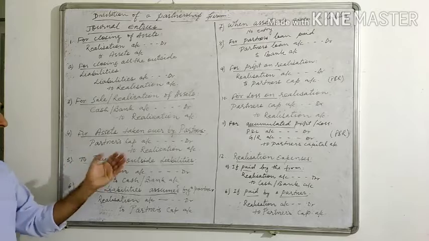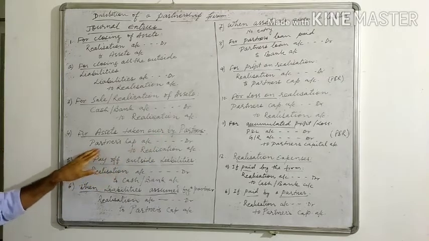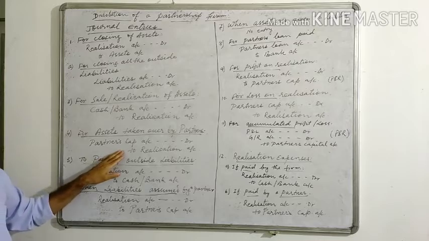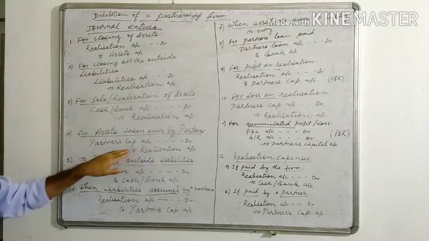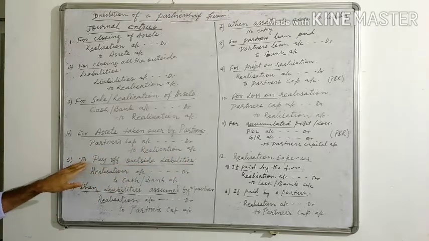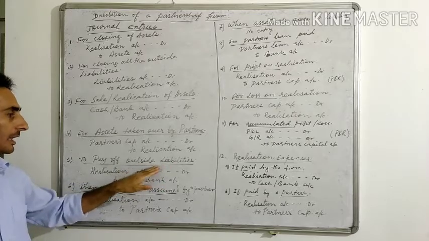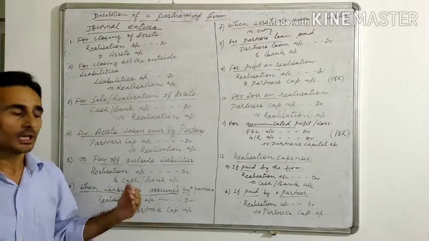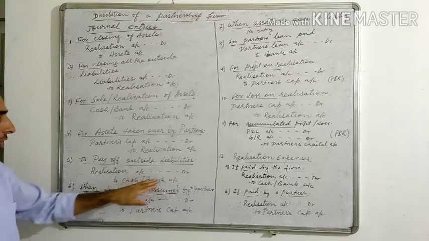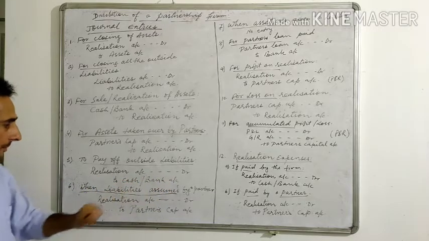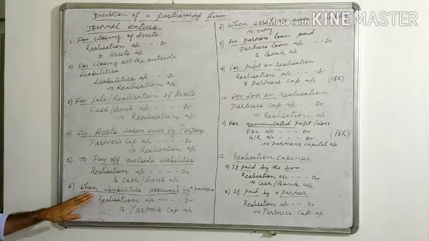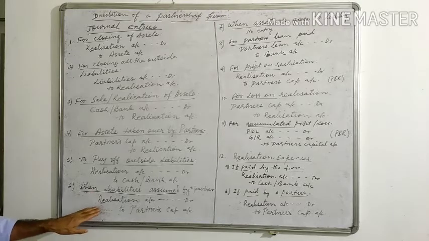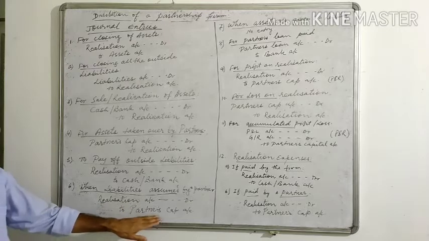If any of the assets are taken over by the partners, then you have the entry concerned partners capital account debit to realization account. If A has taken over the asset, then your entry will be A's capital account debit to realization account. To pay up outside liabilities, that means this is the liability paid by the firm. So you have entry realization account debit to cash or bank account. When liability is assumed by a partner, here the liability is paid by the partner, or the partner takes the responsibility of paying off the liability. So you have the entry realization account debit to partner's capital account.